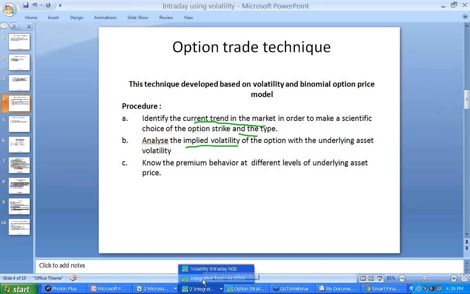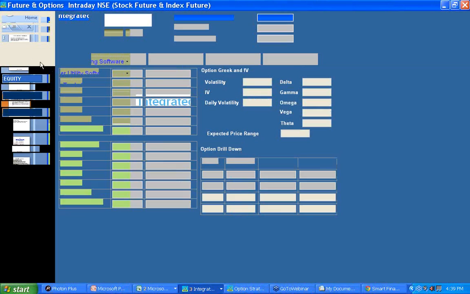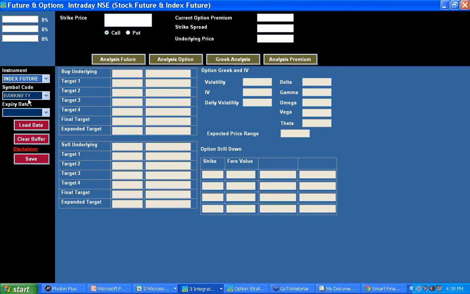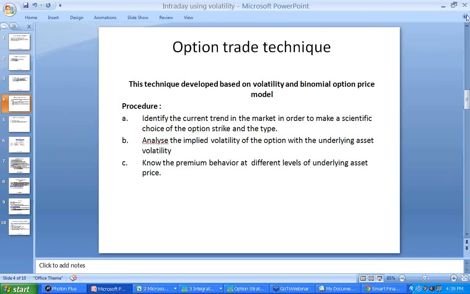So let me explain it with one small example. Say I have taken the index future, I have chosen Nifty, I have just loaded this data. I'm demonstrating it with our intraday option trade software. The way you have done future trades, I'll be taking questions and answers, but it will be in the last part of our event.